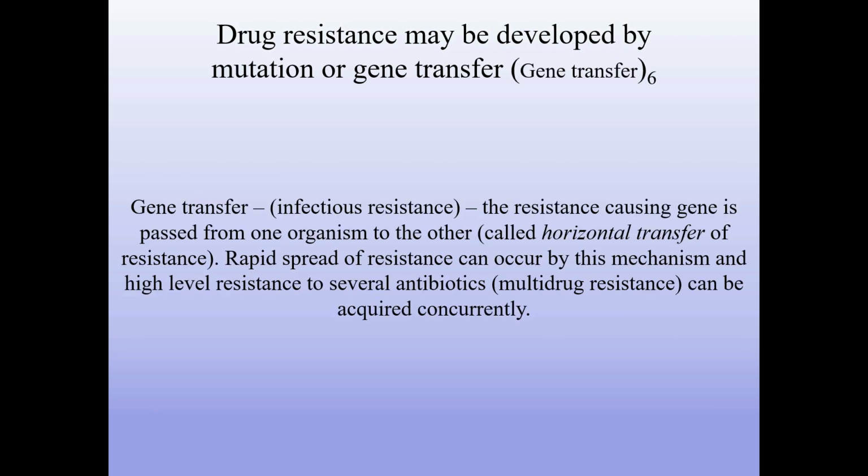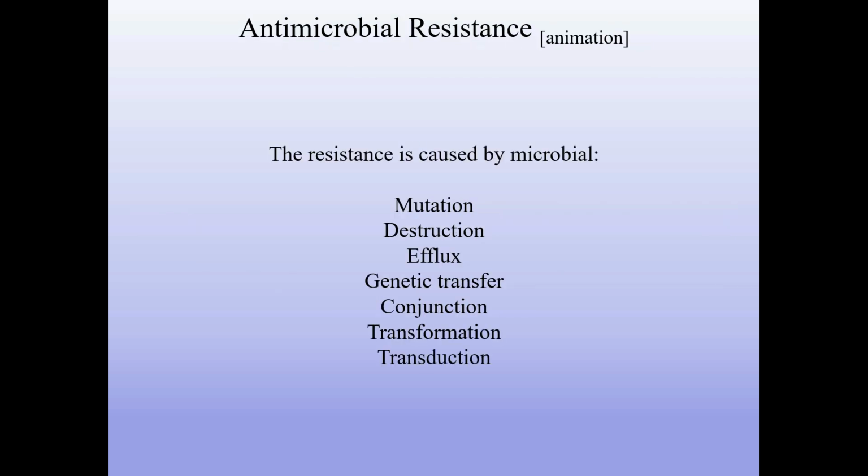The next is gene transfer. Gene transfer, infectious resistance: the resistance-causing gene is passed from one organism to the other, called horizontal transfer of resistance. Rapid spread of resistance can occur by this mechanism, and high-level resistance to several antibiotics, multi-drug resistance, can be acquired concurrently. The resistance is caused by microbial mutation, destruction, efflux, and genetic transfer: conjugation, transformation, transduction.